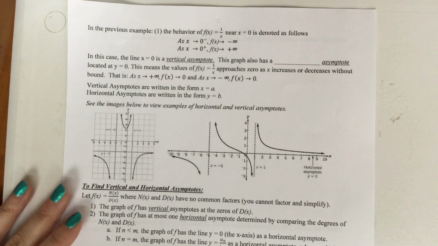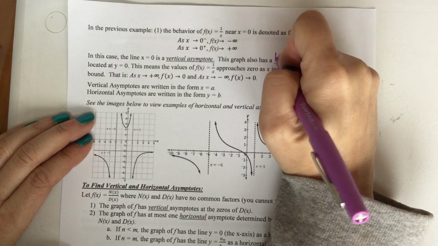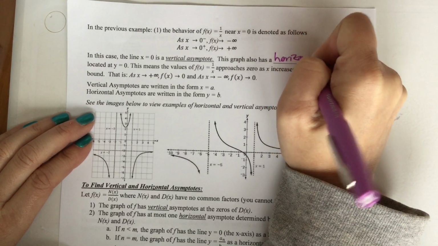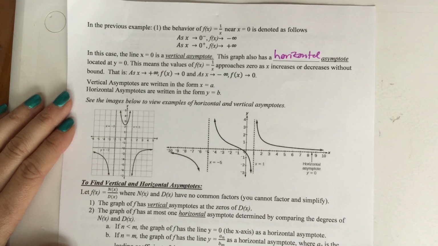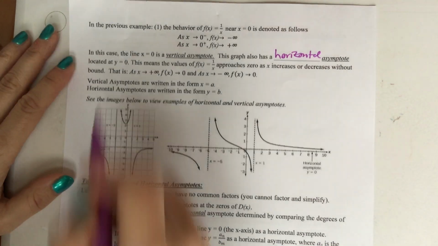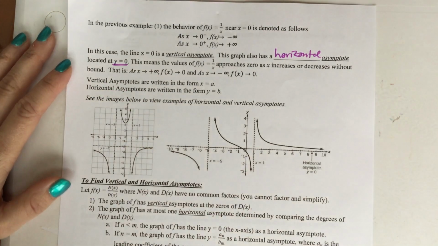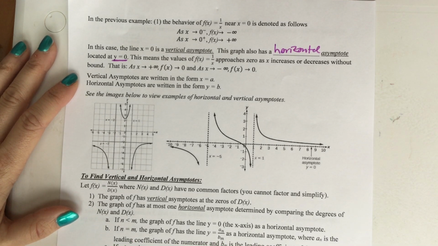In this case, x equals 0 was a vertical asymptote, but this graph also had a horizontal asymptote. Remember when we graphed it, it was getting closer and closer to the x-axis, but it actually wouldn't touch it. So you had a horizontal asymptote. It is a horizontal line. So remember, when you have the equation of a horizontal line, it is cutting the y-axis, so it's always y equals whatever that value is.